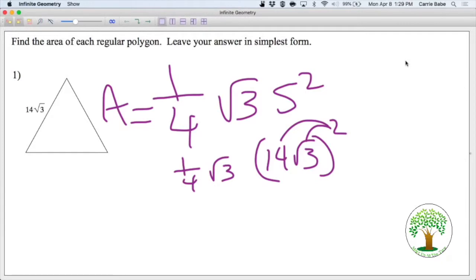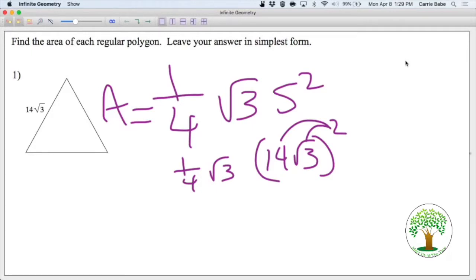Wait, what's happening? Let's reel it in. I'm sorry, let's go back. So what did you guys get when you did 14 square root 3 squared? I got 42. 42 can't work. Do I need to do 14 squared and then that times 3? Yes, very good. I got 588.